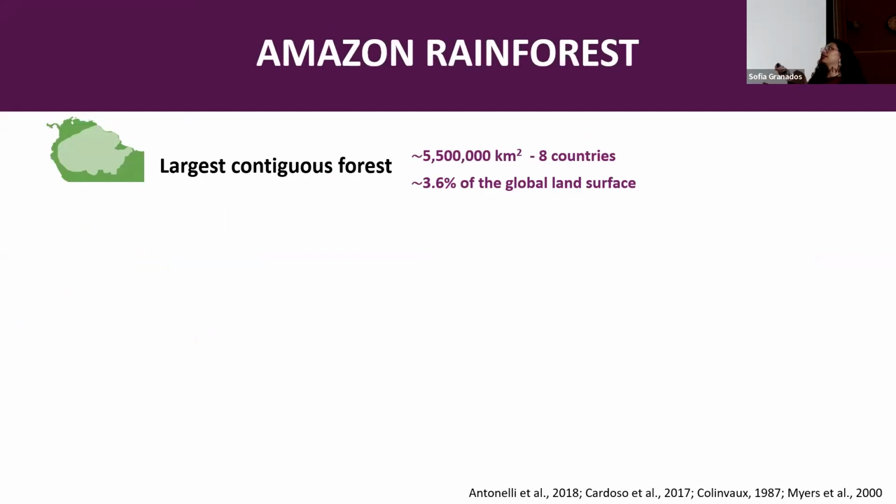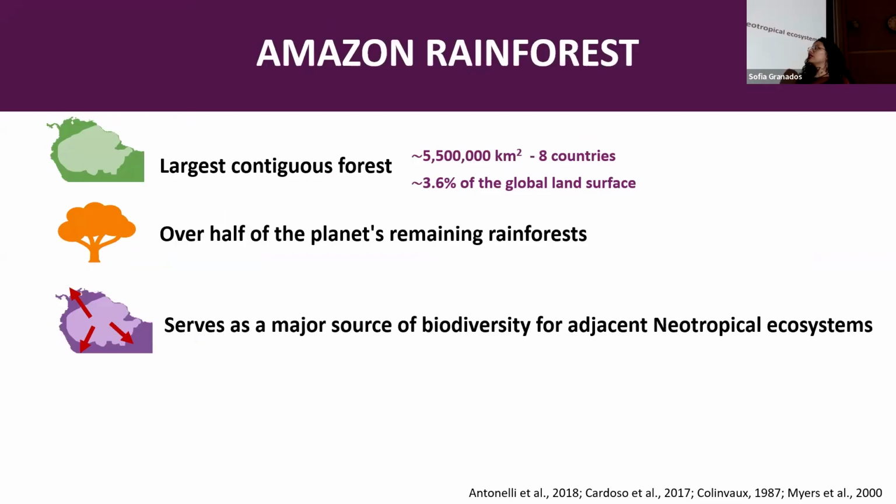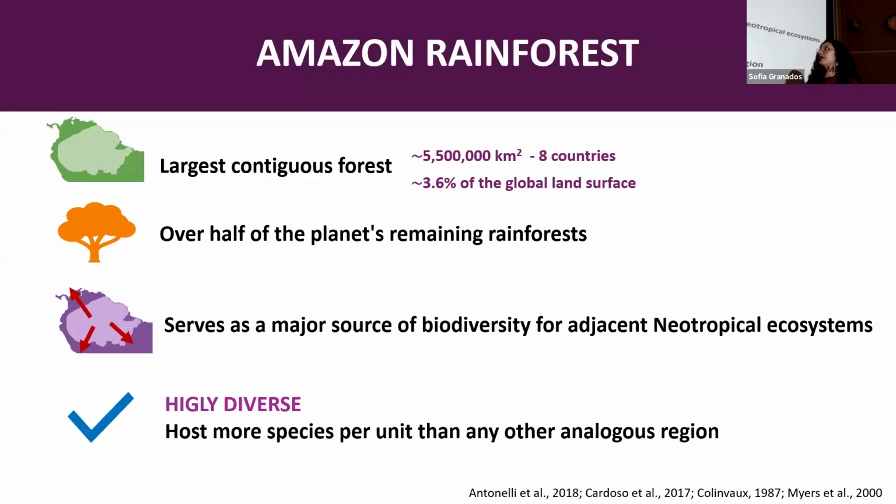As you can see, it's a huge forest, and with this magnitude, it contains over half of the planet's remaining rainforest. And it also is a very important ecosystem because it serves as a major source of biodiversity for other neotropical ecosystems, meaning that from this area, a lot of groups have migrated out of it. And I'm pretty sure you've heard about this, but the Amazon is a highly diverse place, and indeed it hosts more species per unit area than any other region in the world.